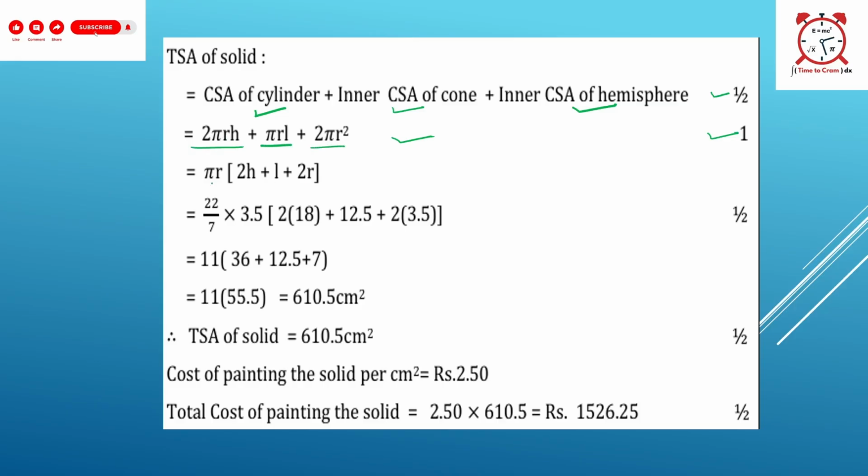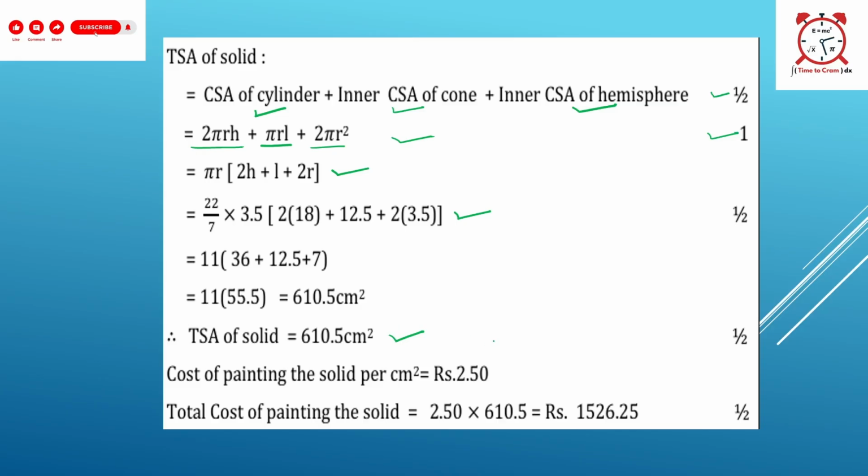appropriately here. Take the pi r common, then we will have the simpler form in the bracket. So after keeping each value that we already wrote in the previous slide, keep all the values correctly in the formula and simplify, then you will get the total surface area of the solid as 610.5 centimeter square. Now this is the first answer of the question.